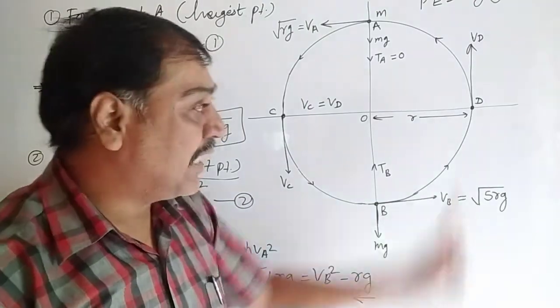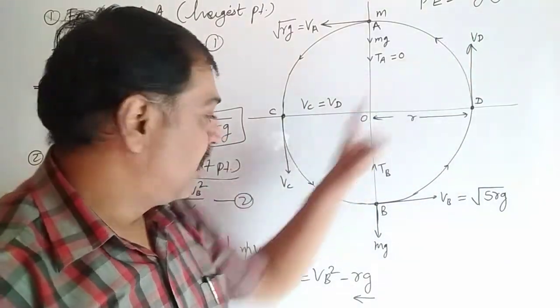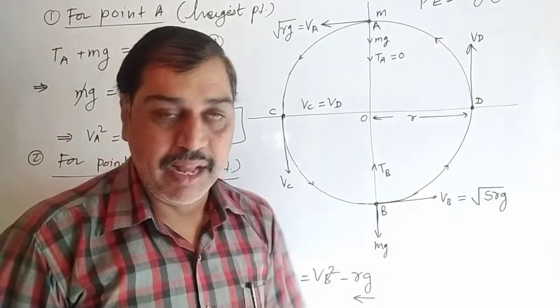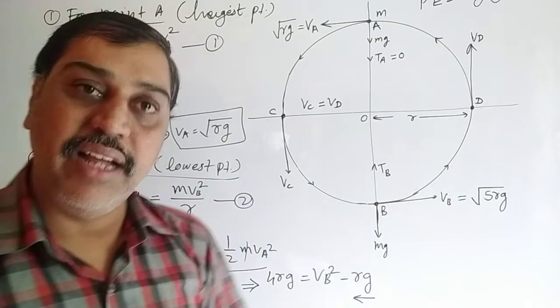But what would be the direction? The direction is opposite. It is going up, it is going down. The direction is opposite, but the magnitude is the same at points C and D because they are at equal height.